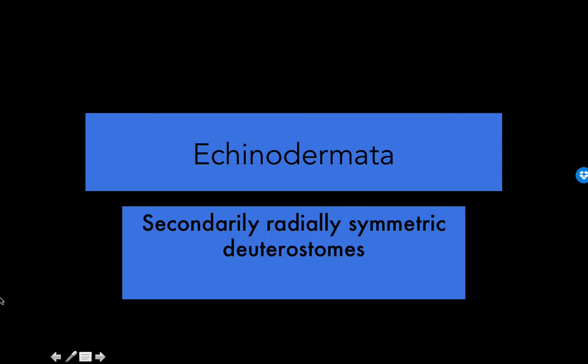What kind of evidence is there for that? One line of evidence, and there are several, is that they have bilaterally symmetrical larval stages. So, echinoderms, when they go through their development, do have a stage which is bilaterally symmetrical. So that's one line of evidence, but there are many others as well that I'm not going to go into.